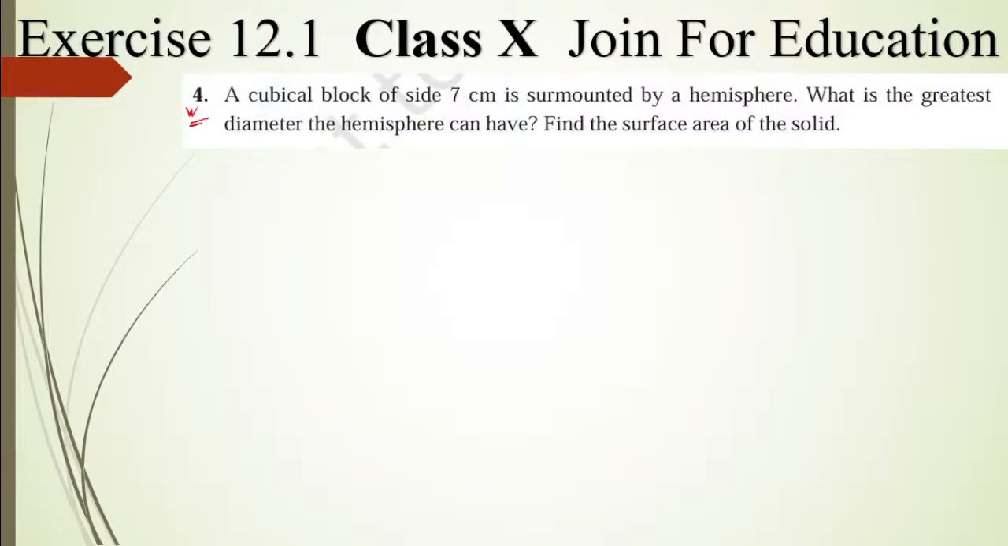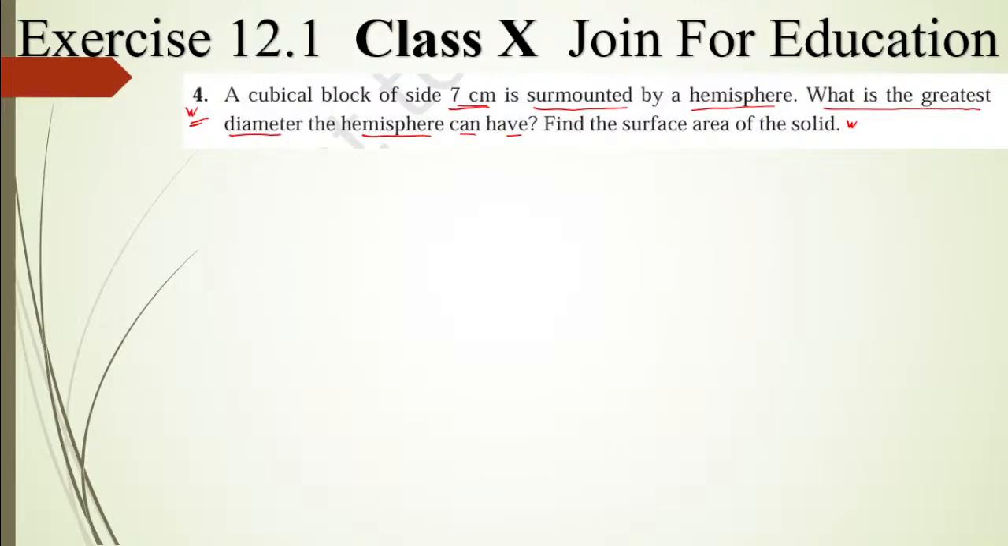Let's see question number 4. A cubical block of side 7 centimeter is surmounted by a hemisphere. What is the greatest diameter the hemisphere can have? Find the surface area of the solid. So this question has two parts: what is the greatest diameter the hemisphere can have, and the other is find the surface area of the solid. To understand and solve the question easily, let's draw a relevant figure.